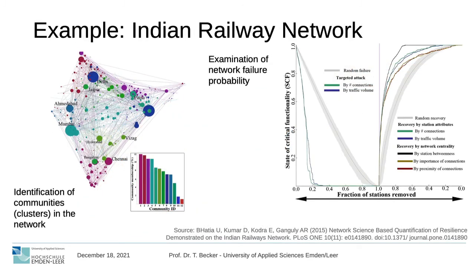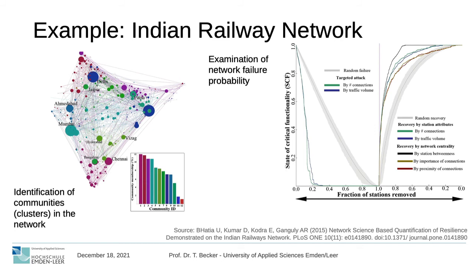And this is another example from some scientists that have made use of the network data they have gathered from a public source, and they have made a complete analysis of this network with very many aspects. And I just picked 2 of the aspects that I want to show here from their publication. On the left side you can see the identification of communities or clusters in the network. This is the railway network of India.